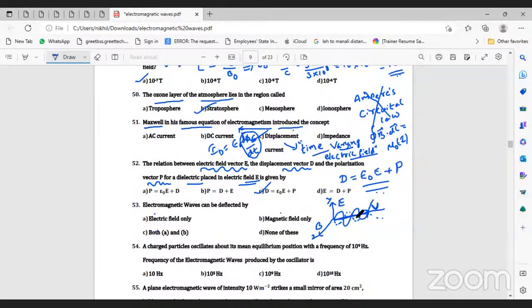So clearly this tells us the electromagnetic wave is not going to deflect by the electric field or by the magnetic field. It will neither deflect towards the electric field nor the magnetic field. So definitely the answer is option D, that is none of these. So electromagnetic waves can be deflected by none of these.